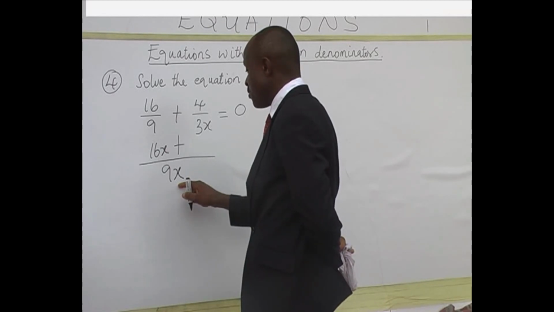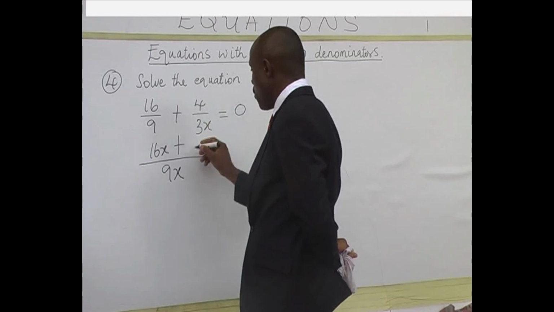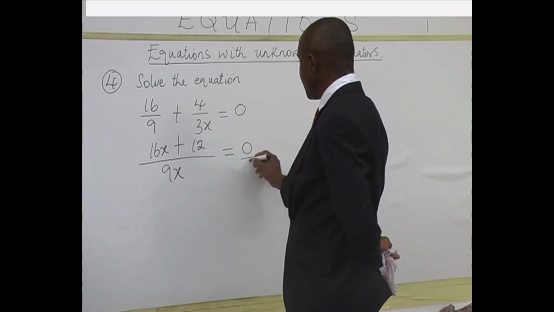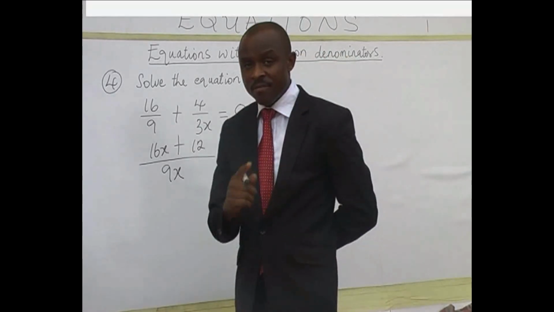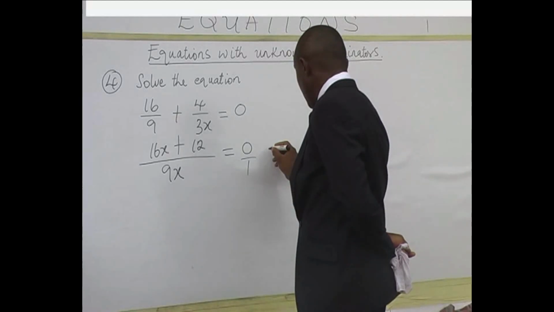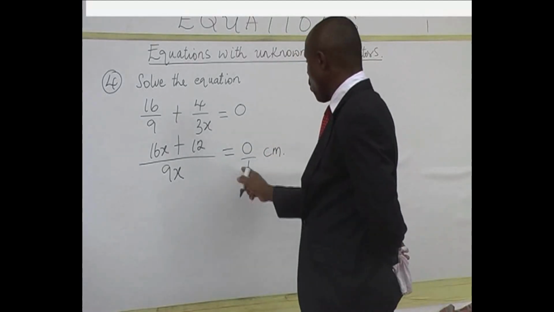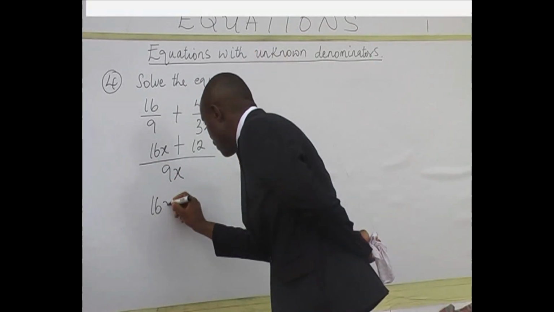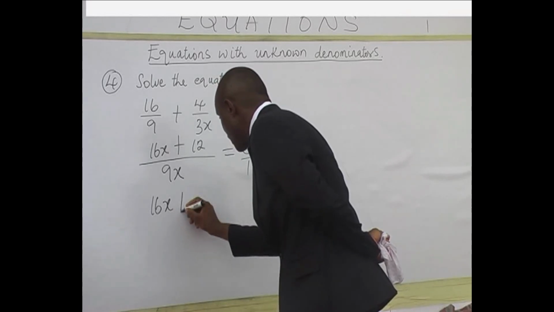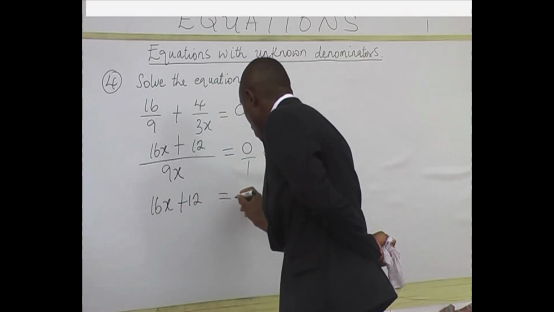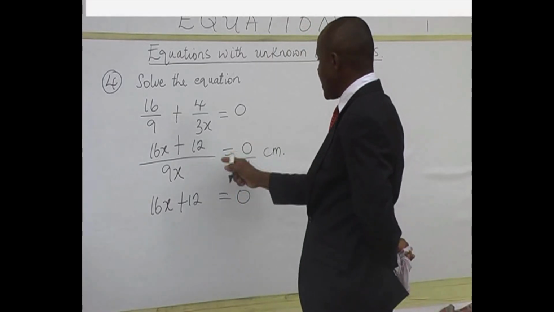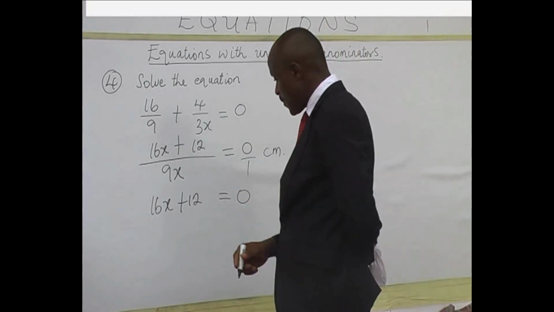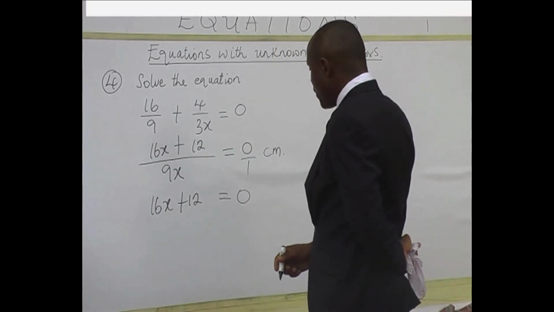That means what you will be left with is 3. Then 3 times 4 will give you 12. It's equal to 0. Remember that this 0 is 0 all over 1 in fraction form. You can cross multiply now. 1 times all the things you have in the numerator in the left hand side will give you all the things you have there, which is 16x plus 12. It will now be equal to 0, because anything times 0, if you say 9x times 0, the value is 0.